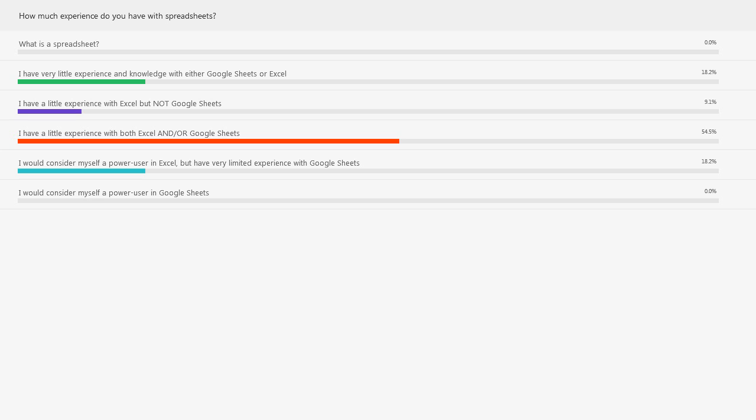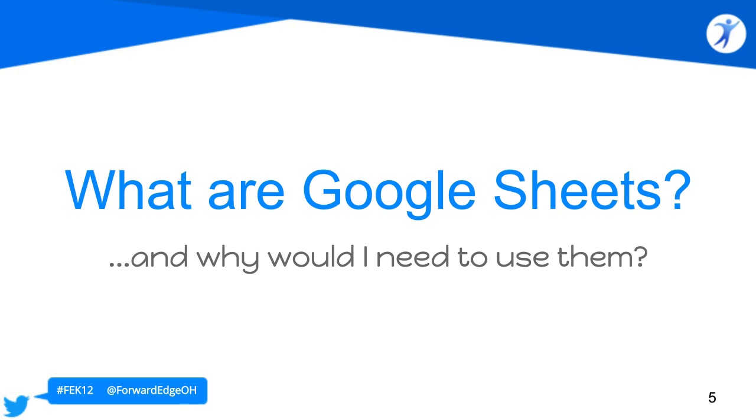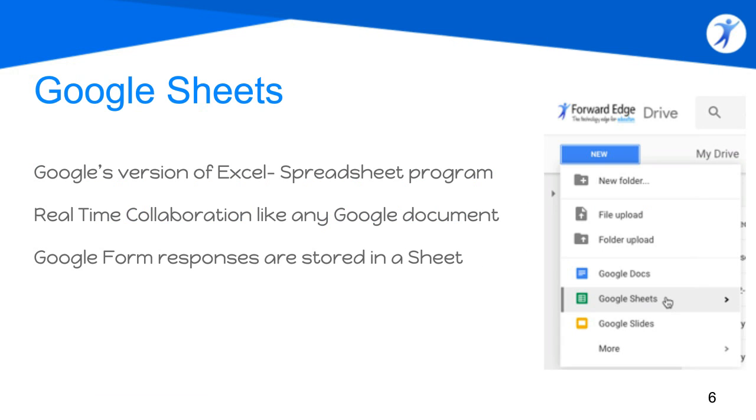And it looks like most people are coming in with a little bit of experience with Excel and or Google Sheets. Awesome. So what are Google Sheets and why would you need to use them? Well, they are Google's version of Excel or a spreadsheet program. Just like a Google Doc, you can collaborate real time with up to 50 other people in a Google spreadsheet. So for any sort of building level or across teams, it makes it really nice to put all of your data in one spot.